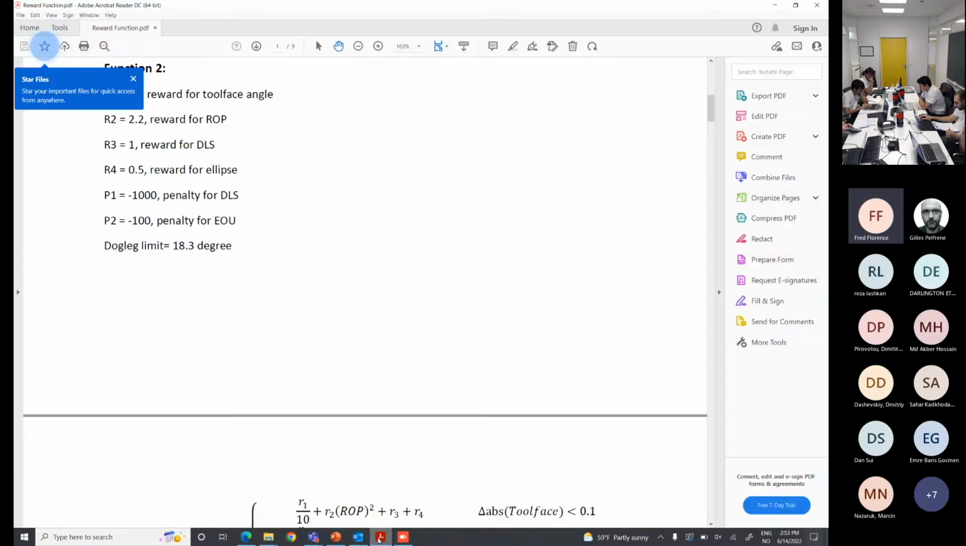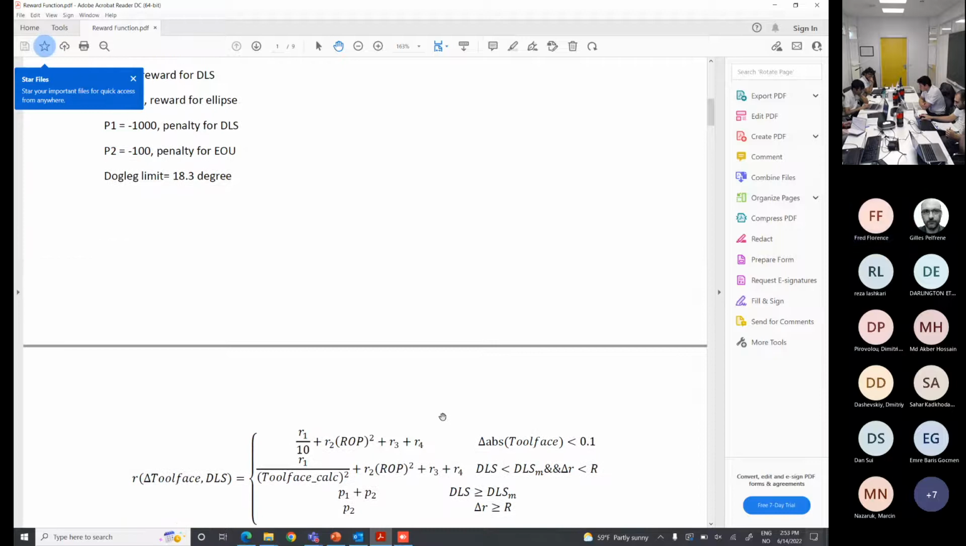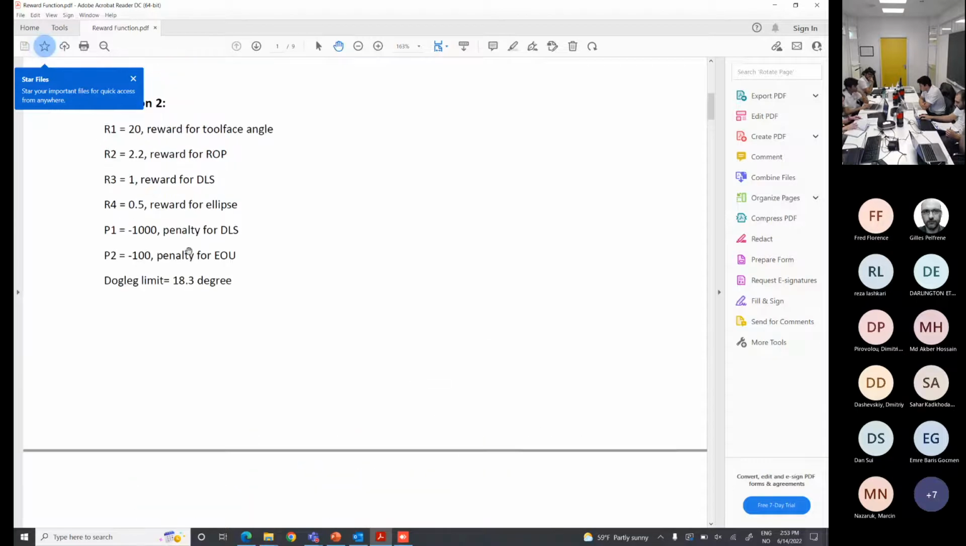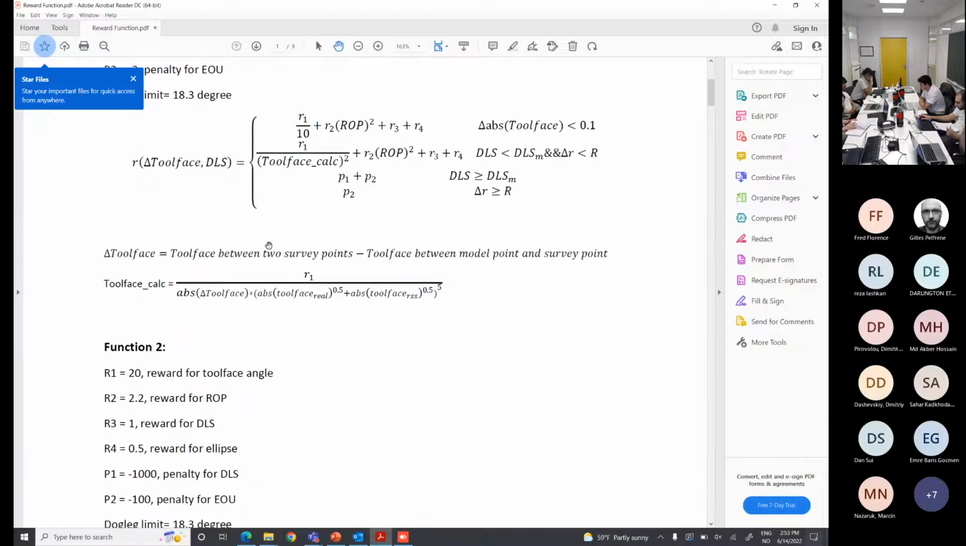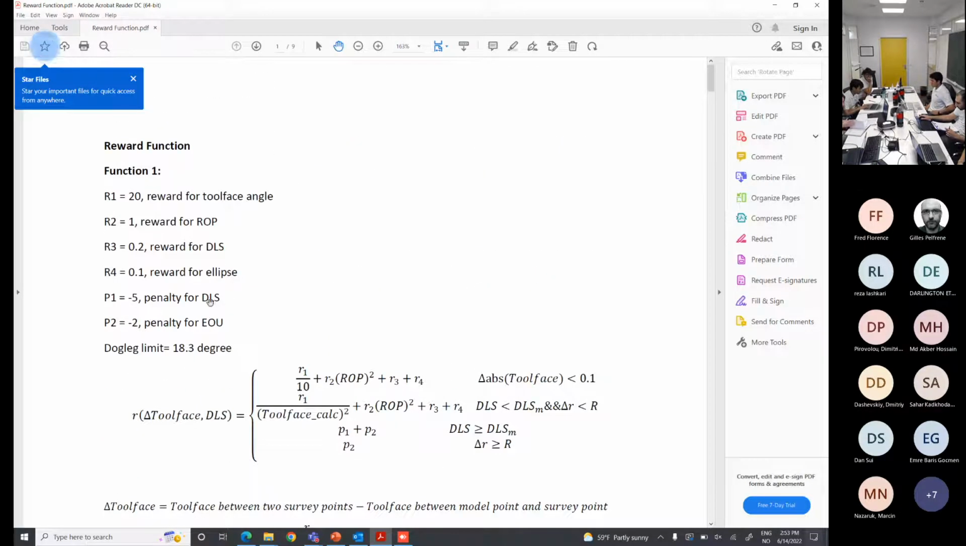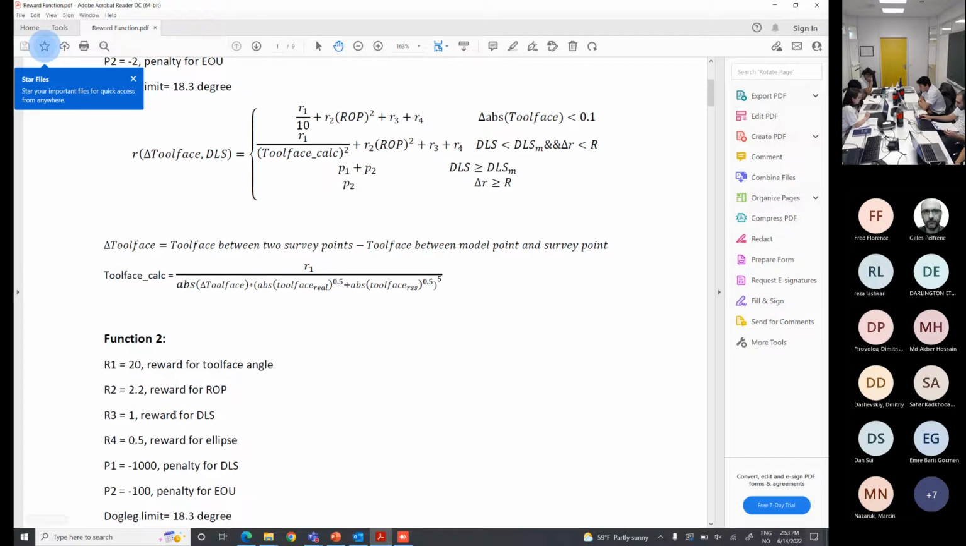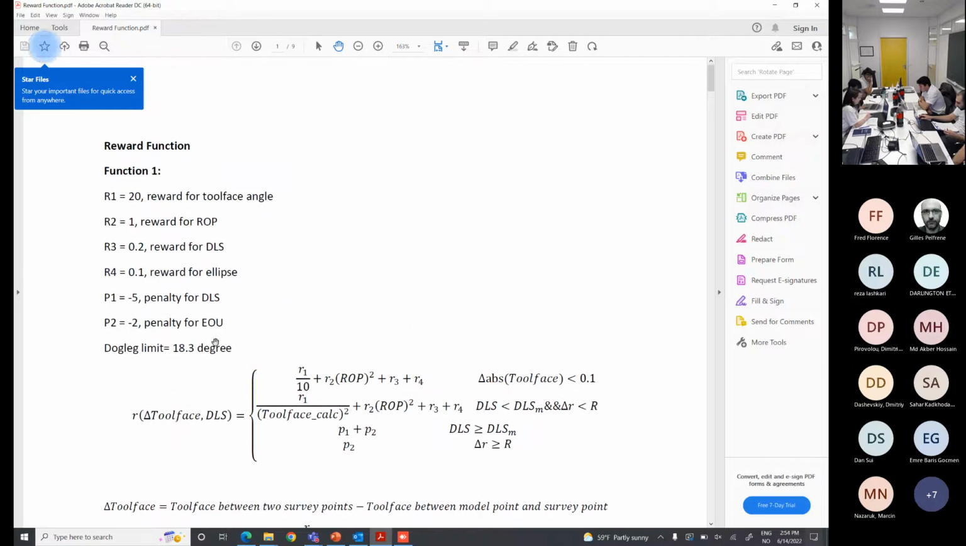Are the reward penalties weighted in any fashion, or are they all equal? No, they are not equal. Actually, I am trying different scenarios. This is the first scenario, the second scenario. For example, I decrease the penalty. When I decrease the penalty, the agent is not learning as much as in this case. So I am developing the reward function at the same time right now. Okay. These are the current rewards.